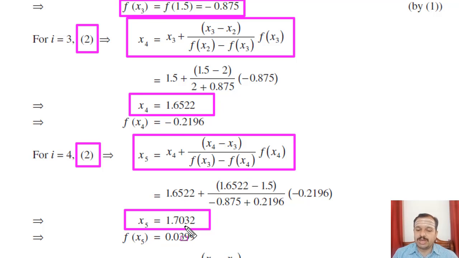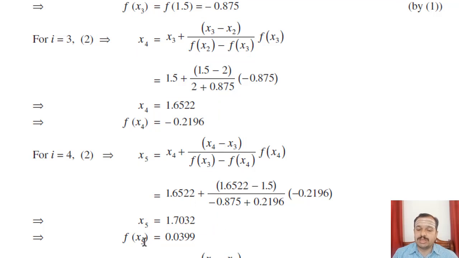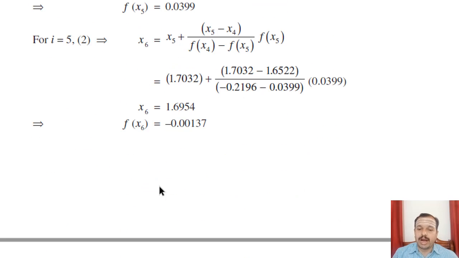So you please proceed to the next iteration, find f of x5 and use the same equation number 2, and the formula is here for x6 with i equal to 5. For i equal to 5, equation 2 gives the x6 value, as represented by this. If you simplify this, x6 is going to be the new value, that is 1.69. It was 1.7 in the previous step, now it is 1.69. Therefore we have to proceed.